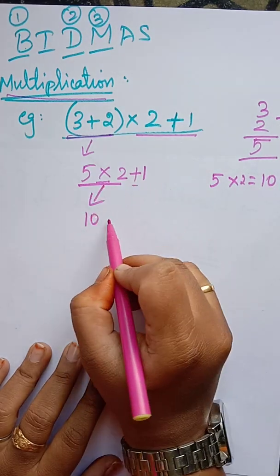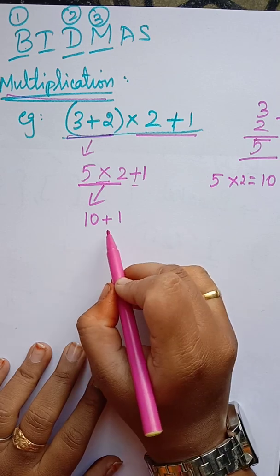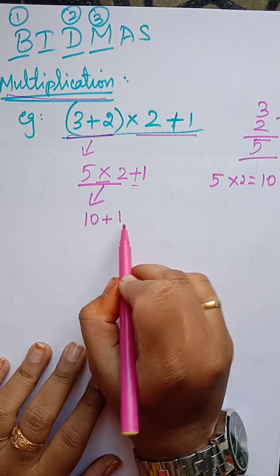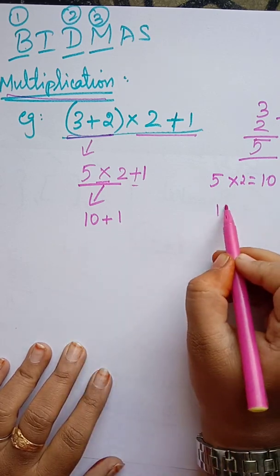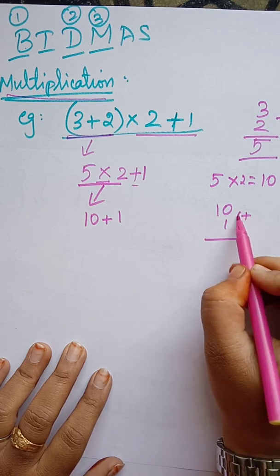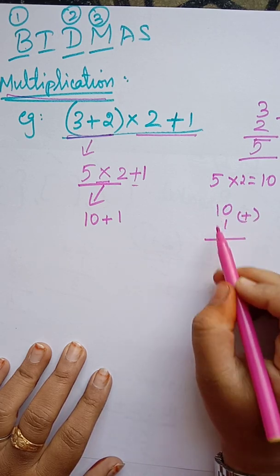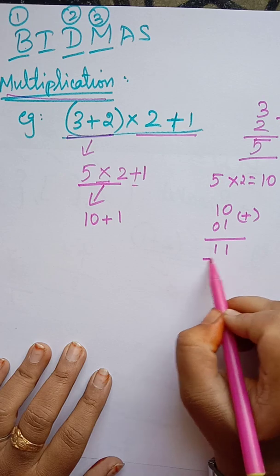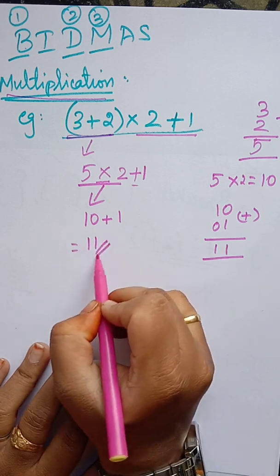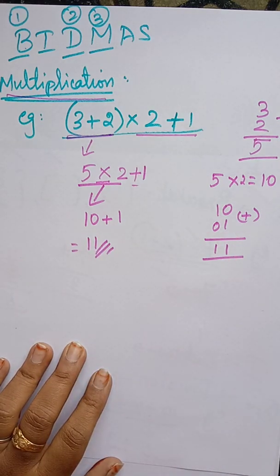Then the remaining number should be written as it is, that is 10 plus 1. Now we have to add 10 plus 1. 0 plus 1 is 1, so our answer will be 11. Can you understand? So the first letter of BIDMAS is B, and B means bracket.